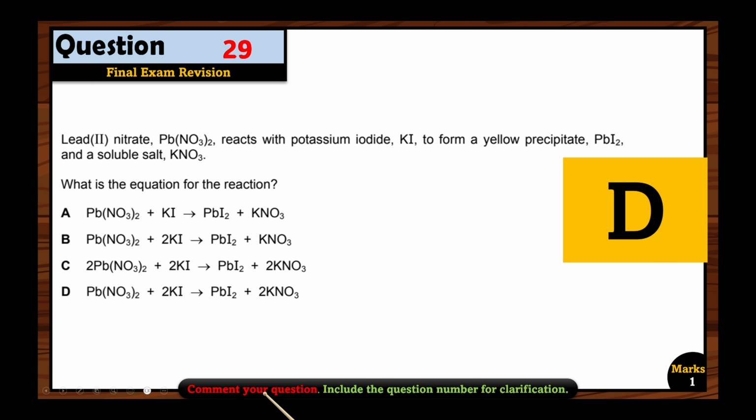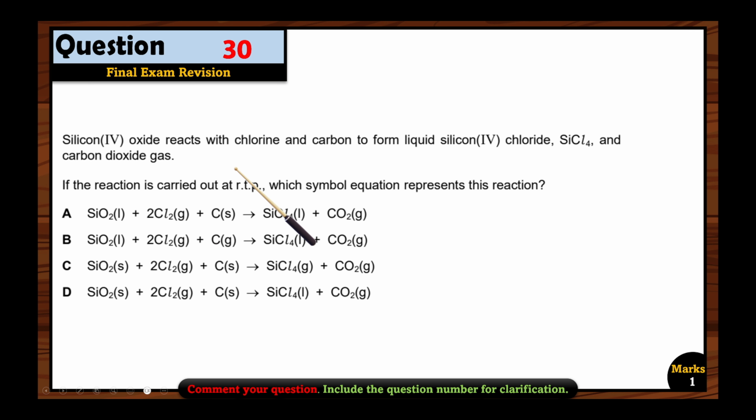Question 30. Silicon oxide reacts with chlorine and carbon to form liquid silicon chloride, SiCl4, and carbon dioxide gas. If the reaction is carried out at room temperature and pressure, which symbol equation represents this reaction? So it's simple. SiO2 is reacting, silicon oxide. We already know the formula of silicon oxide, that is SiO2. And SiO2 is a giant covalent structure. Remember that. So it is always a solid, right? So the state symbol should be solid for SiO2. So only in options C and D do we have SiO2 as solid. So option C or D can be right.